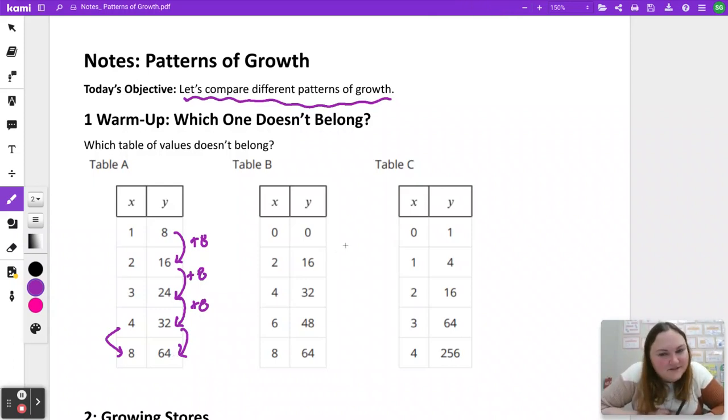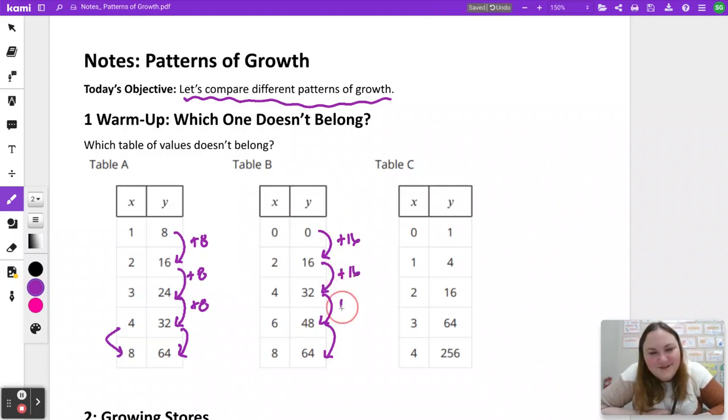For table B, there's a similar pattern. If I look at this table, you may see that pattern also involves addition. 0 plus 16 gets me to 16. 16 plus 16 gets me to 32.